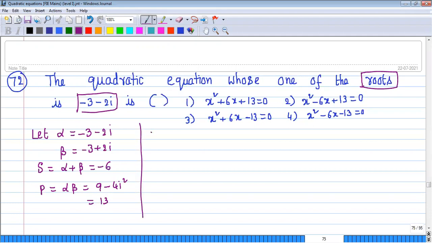So the required equation is x square minus sx plus p equals to 0. Therefore x square plus 6x plus 13 equals to 0. This is the required solution.